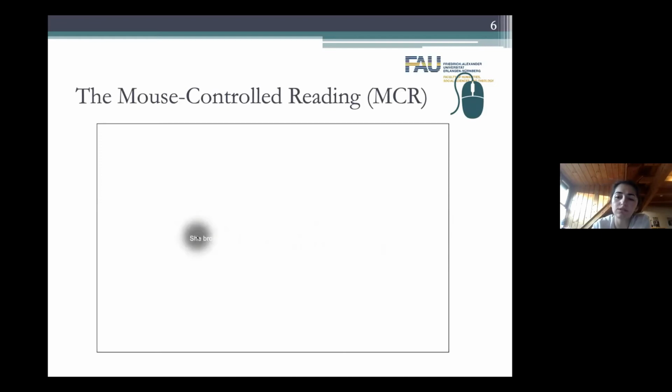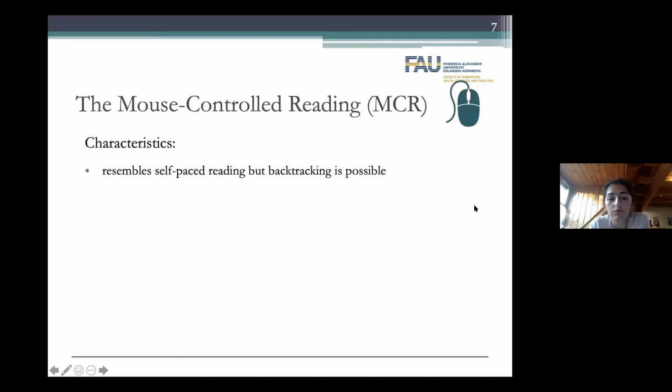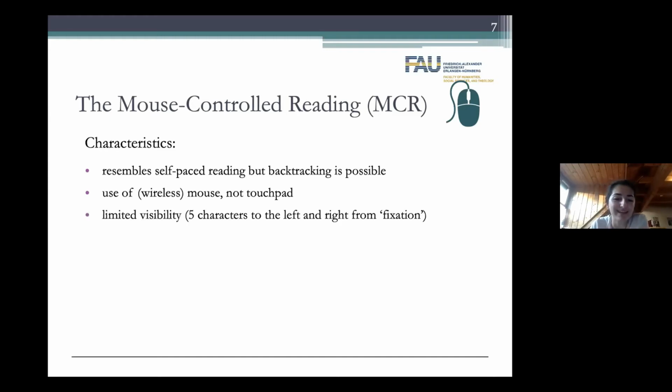Right. So what are the features of the task? It resembles the self-paced reading task, but backtracking is possible, so you can go back as many times as you want. The preference will be for using a wireless mouse, not a touchpad or trackpad, because if you do that with a touchpad, then the movement would be limited to a small space, which would be less natural, let's say.